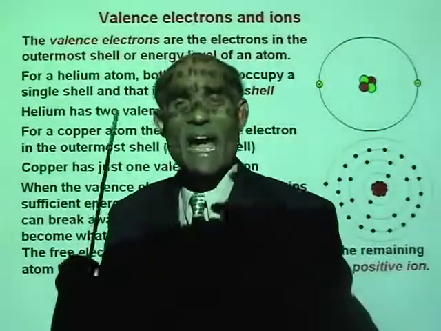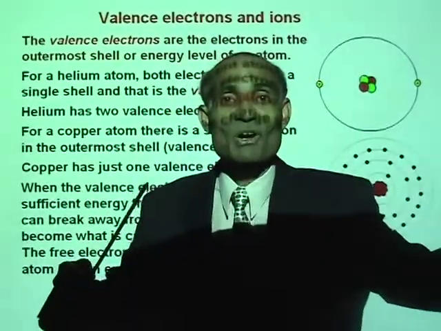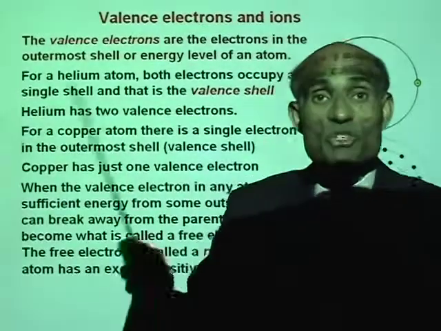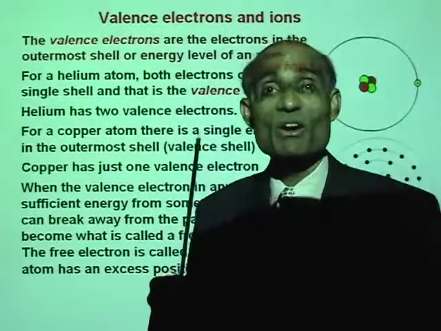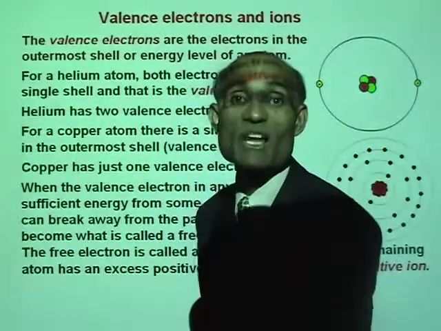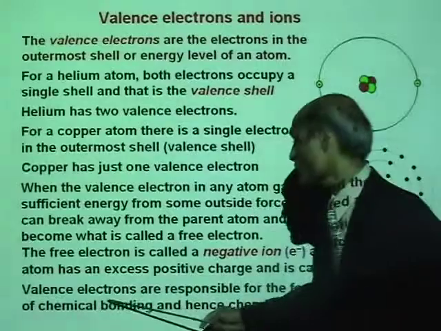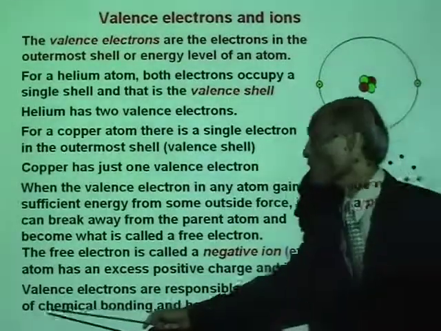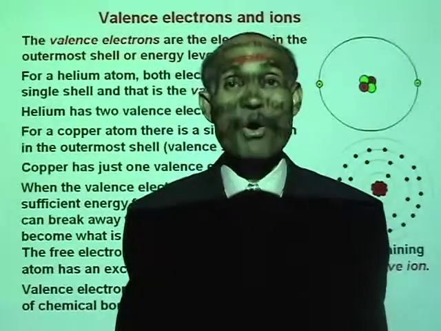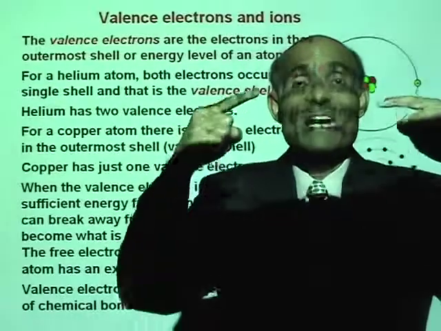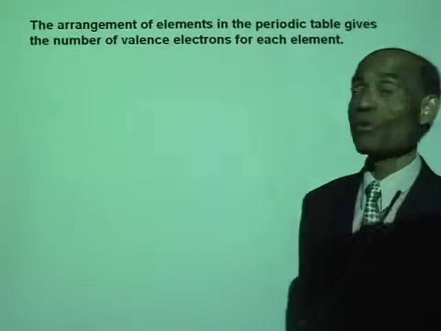So when an atom loses one or more of the valence electrons due to external energy given to it, the free electrons are the negative ions, and the remaining atoms are the positive ions. Is that right? Right. Now, valence electrons are responsible for the formation of chemical bonding and hence chemical reaction. All chemical reactions are actually guided by these valence electrons. Alright, we will have a look at it as we move on today.